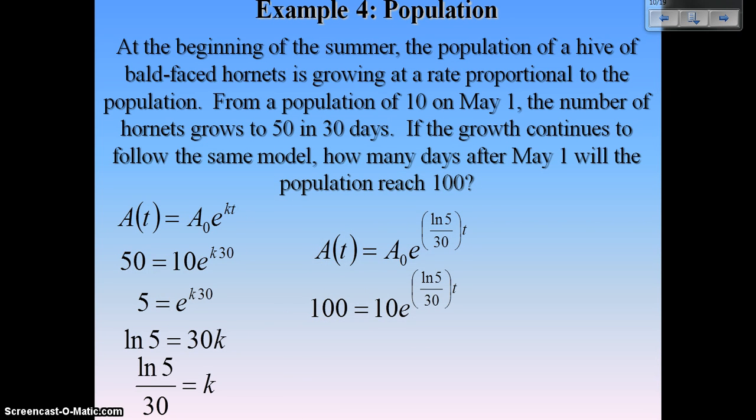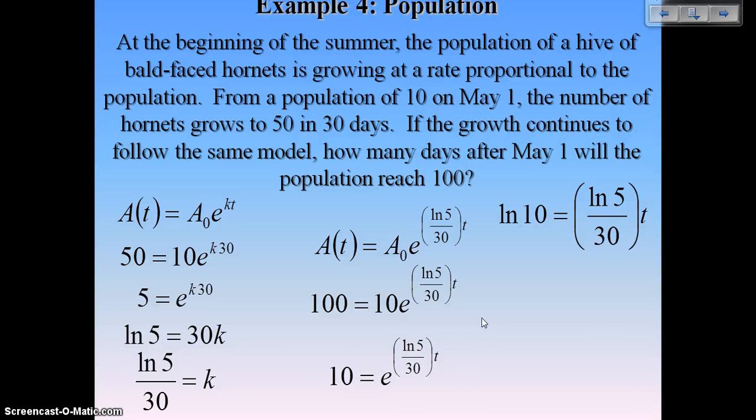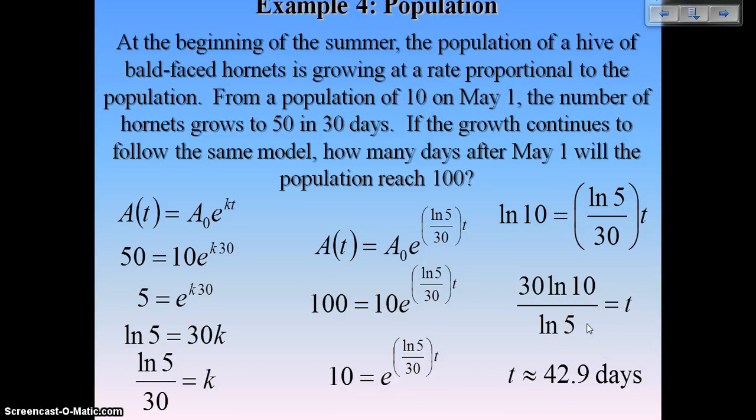Now, instead of solving for t, we'll solve for k. I'm sorry, the other way around. Instead of solving for k, we'll solve for t this time. So we'll divide both sides by 10. We'll take the natural log of both sides. That gets rid of the e. And then we multiply by the reciprocal, 30 over natural log 5. And we end up with all this mess, which means absolutely nothing in a real-world scenario. Decimal approximation of that gives us nearly 43 days. So if it takes 30 days to grow to 50, it will take nearly 43 days to grow to 100.